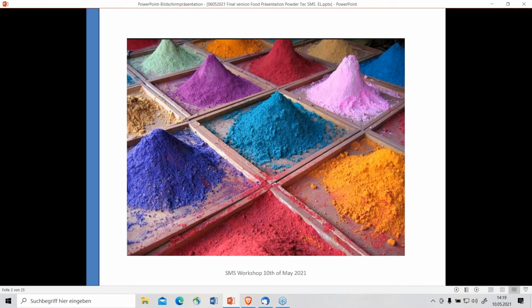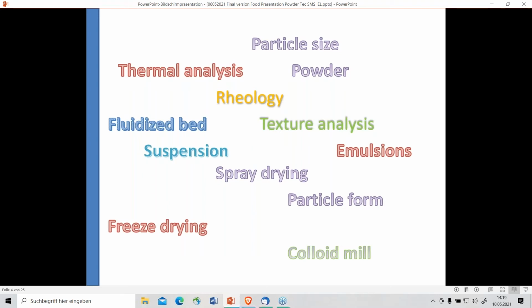And the main reason if you are looking at powders is something like this here. So we are looking at particle size, thermal analysis, so what about the glass transition temperature, the texture, and how is the behavior in processes like freeze drying, fluidized bed or spray drying, and also in the milling process, or what happens with the particle form. All this is the main focus we are looking at to figure out if this powder is quite useful for us or if it sometimes makes a big problem in process.